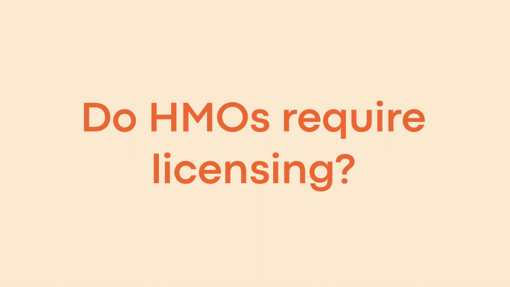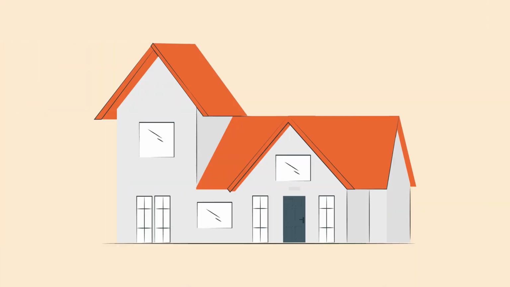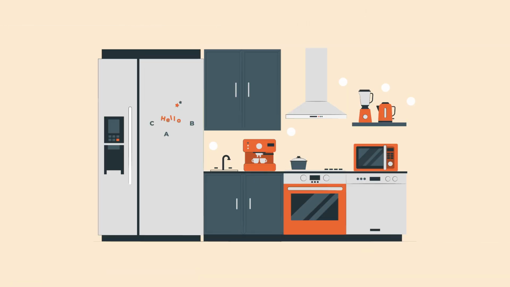Do HMOs require licensing? Some HMOs require licensing, but not all of them. Licensing is usually required when a HMO becomes classed as a large HMO. A large HMO is classified as a building that houses at least 5 tenants, and facilities such as bathrooms, toilets and kitchens are shared between all the occupants. A landlord with a property that meets these requirements must apply for a license through their local authority. There will then be an assessment of the property, including safety features and its size.